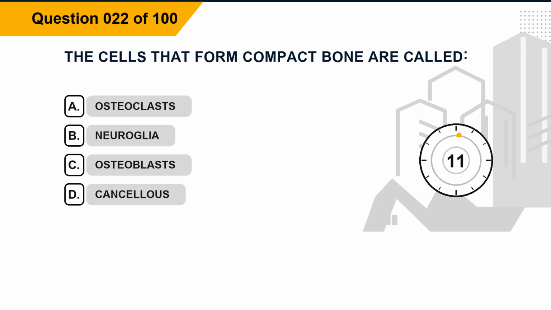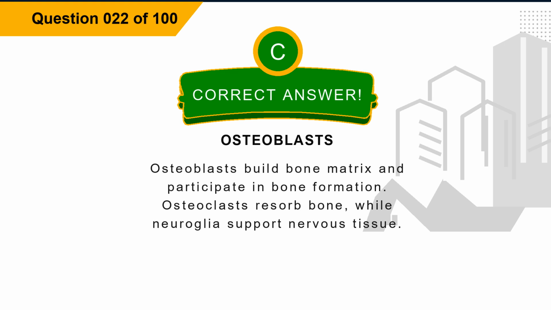Question 22. The cells that form compact bone are called. Option A. Osteoclasts. Option B. Neuroglia. Option C. Osteoblasts. Option D. Cancellous. The correct answer is option C.